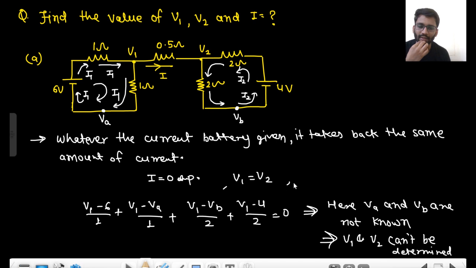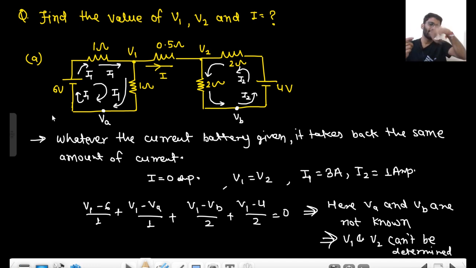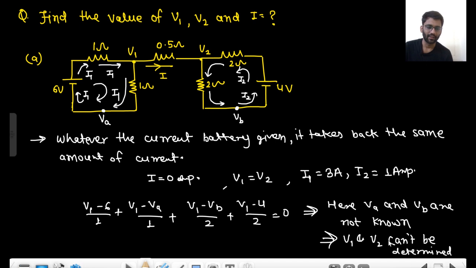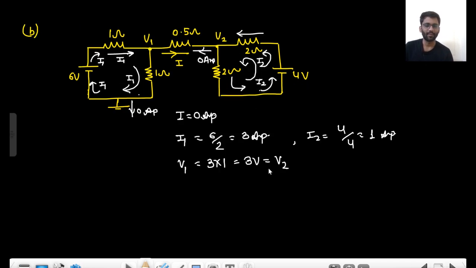Also here, the value of I1 is equal to 3 ampere and the value of I2 is equal to 1 ampere. And both of the currents are flowing in the loop only, 3 ampere and 1 ampere. Okay. Here you can say the value of I1 is 3 ampere and the value of I2 is 4 by 4, that means 1 ampere. Right? What did I write here? 1 ampere and 3 ampere. The same amount of current, just the voltage drop you can now determine. Here you can determine the voltages V1 and V2. So V1 and V2 are equal to 3 volt here. Okay.